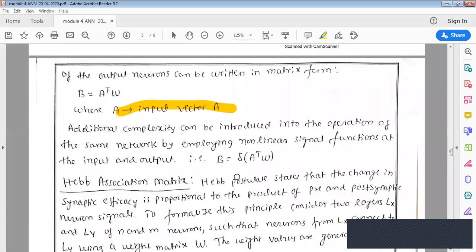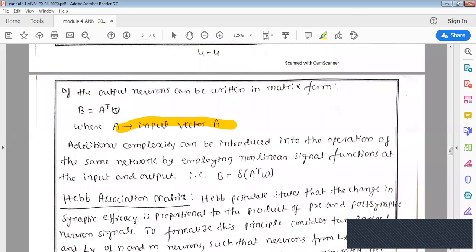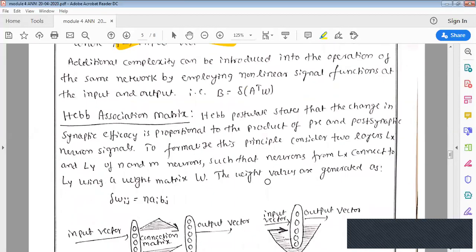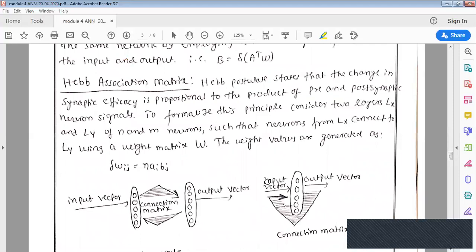Once you do it, if at all you want to introduce additional complexity, then the output can be made some function of A transpose W. For example, whatever outputs you are going to get will be multiplied by certain constants. Those constants are declared by certain functions. For example, add 1.2 or 0.3 to each one of them, or multiply by a certain value at the output. This can be done so that the output will be mapped to the input properly. Okay, is it clear to you?